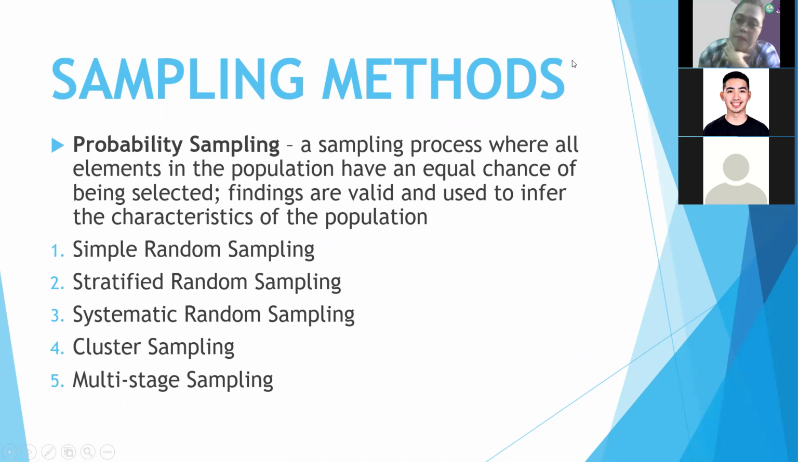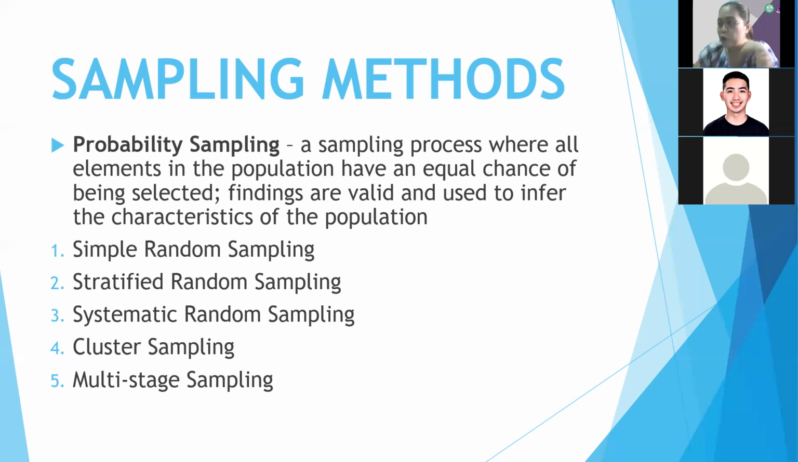Okay, for the probability sampling class, again, the results are valid and pwede natin siyang gamitin to make inferences or generalization about the population. Okay? Valid. And at the same time, ginagamit to give generalization or inferences about the population. Now, we have at least 5 types of sampling techniques under the probability sampling. So we have here simple random, stratified random, systematic random, cluster, and the multi-stage sampling.